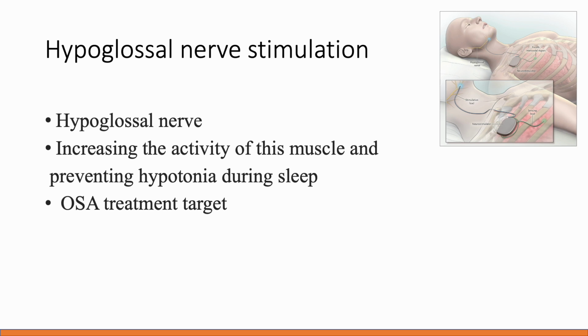Now, one note about the genioglossus muscle. I said the genioglossus muscle is responsible for upper airway patency, and the hypoglossal nerve is the one that stimulates this muscle. And so, by hypoglossal nerve stimulation, which is a newer method, we can decrease the hypotonia of this muscle. We can increase this muscle's activity in inspiration, decrease its activity in expiration, and by increasing this activity, we can prevent hypotonia. So, this is the basis of hypoglossal nerve stimulation.